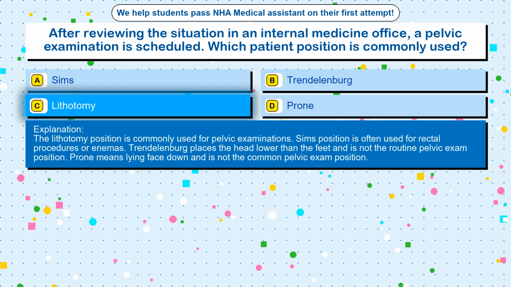The lithotomy position is commonly used for pelvic examinations. Sims position is often used for rectal procedures or enemas. Trendelenburg places the head lower than the feet and is not the routine pelvic exam position. Prone means lying face down and is not the common pelvic exam position.